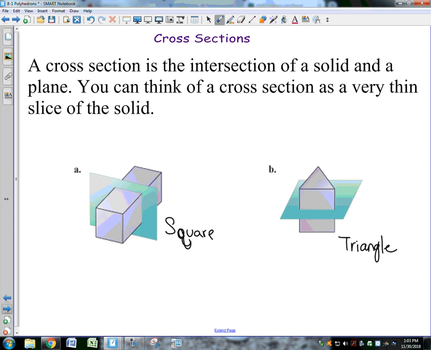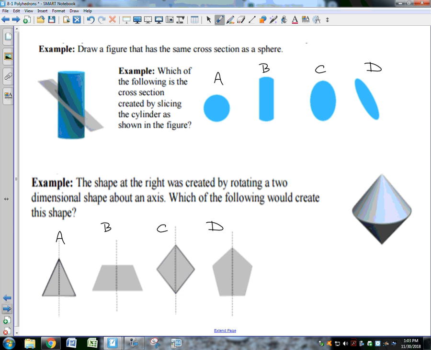Okay? And you don't have to cut just shapes that look like this. You might cut like real things. Like imagine if you cut a potato in half. What shape would it look like? A circle. Good. So let's look at another problem.